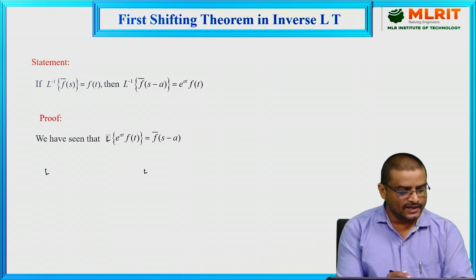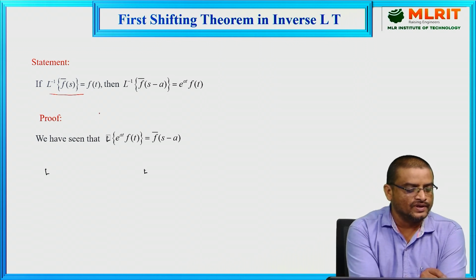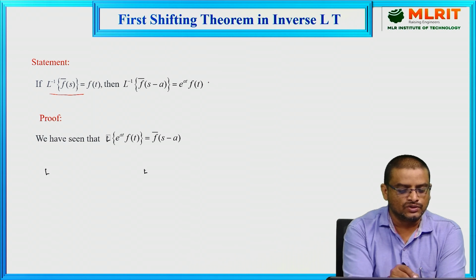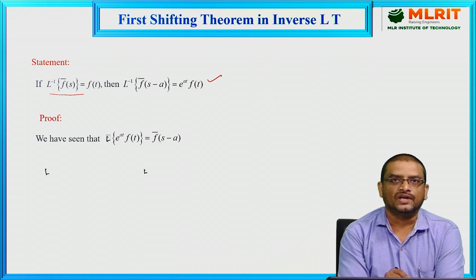So first we will take the statement here. If L inverse of f bar of s is equal to f of t, then L inverse of f bar of s minus a is equal to e power at into f of t. So this is the statement here.